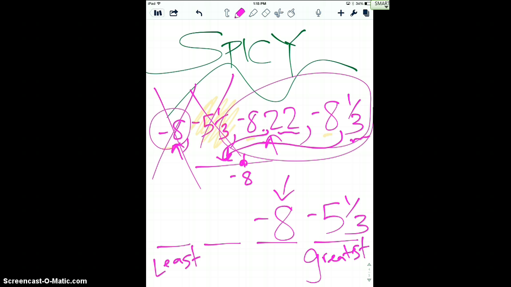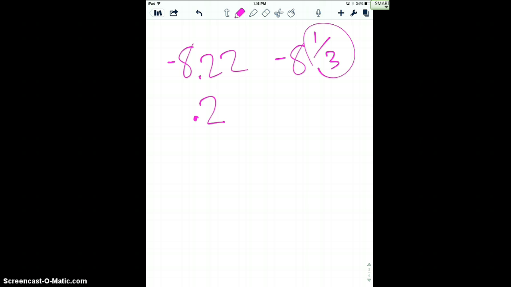Meaning that one of these two is going to be the smallest one up there. What's nice is this is already a decimal. So I just have to change 1/3 into a decimal to figure this out. See which one is farthest away from 0, and that'll be my least number. So let me rewrite these two. I have negative 8.22 and negative 8 1/3. So we need to convert that to a decimal. I already know that this one is 0.22.